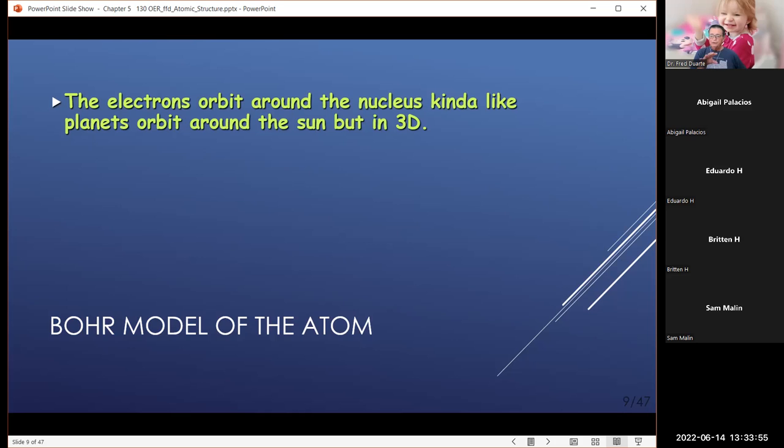But more in 3D, similar to our solar system, but not exactly, because we live in a 3-dimensional world all around us. So these electrons are, if you will, around the nucleus in three dimensions. You've got to think X, Y, and Z.